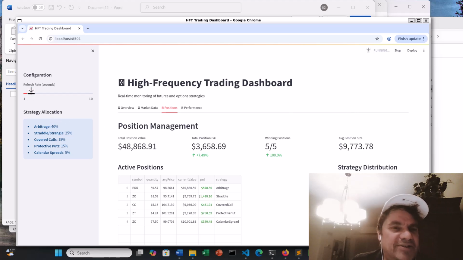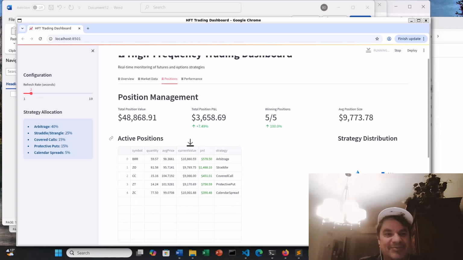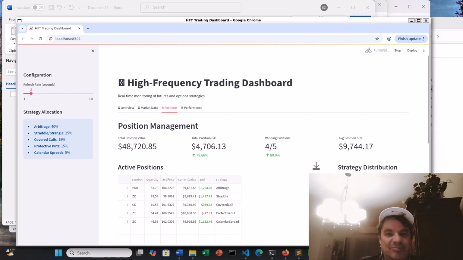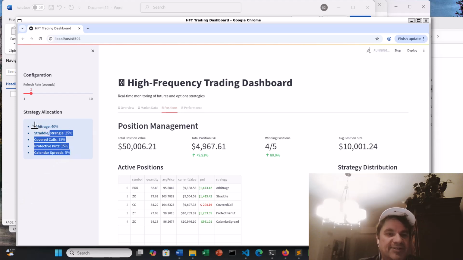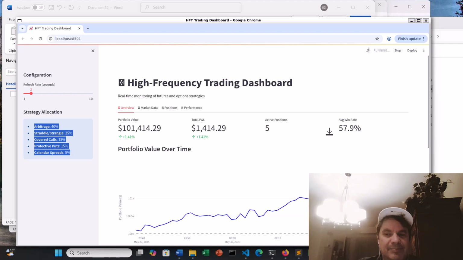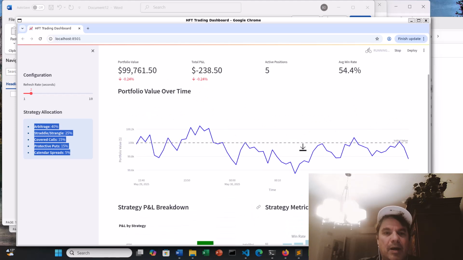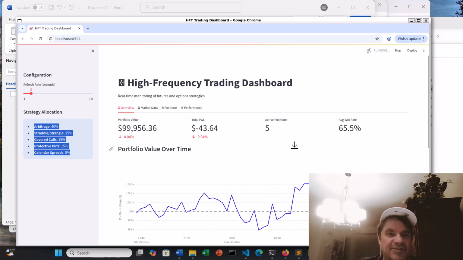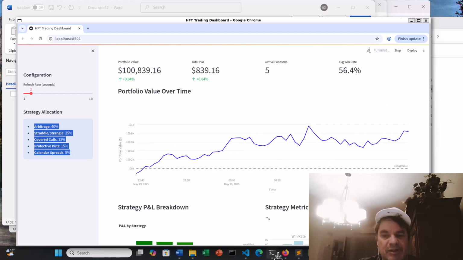So here's the refresh rate set at 2 seconds. I don't know what to tell you. All of these are preset based upon my summary and what it thinks is going to give me optimal profit. So see the overview. We're down 100,000, we're up 150 bucks. This is very sophisticated. Now you might be going, golly gee, Bryan, that's pretty incredible.